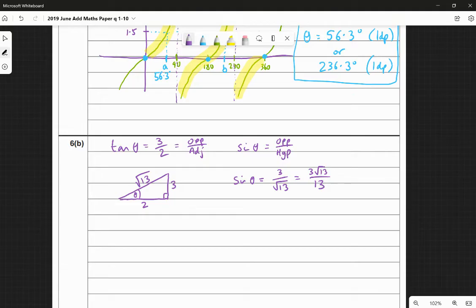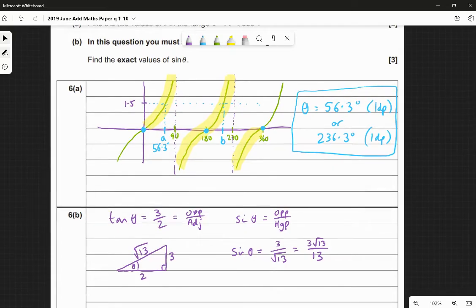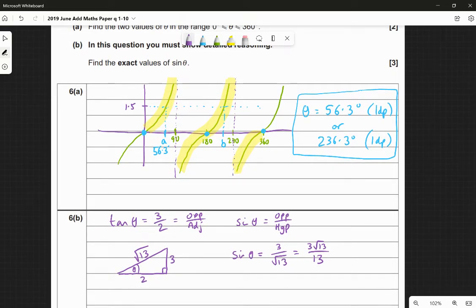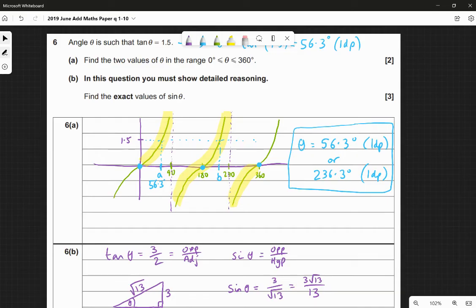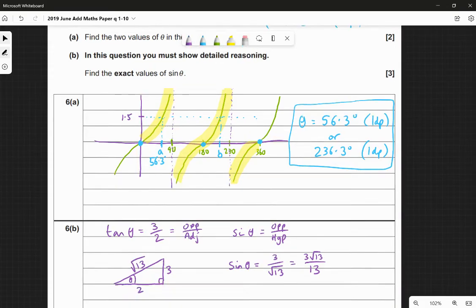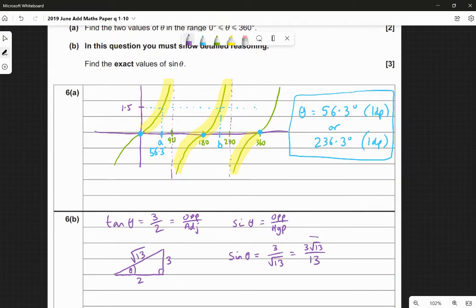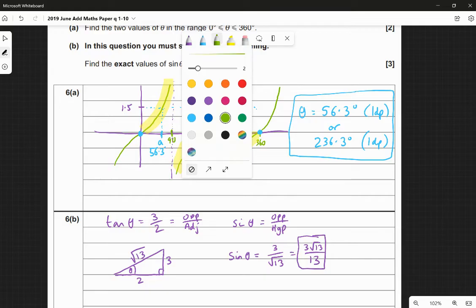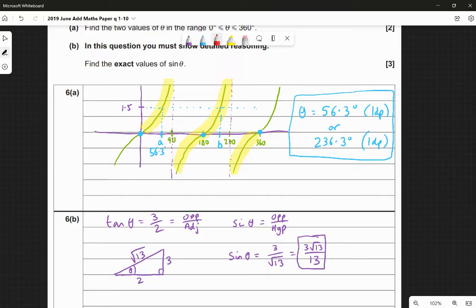In my original I had one value for tan theta, but I had two possible angles, 56.3 or 236.3. I've got to be very careful now that I don't just assume that this is the only answer, that sine theta can only be 3 root 13 over 13. Because if I drew the graph of sine theta, I'm going to draw it in red on top of this graph here. Sine theta between 0 and 360 will look like this.